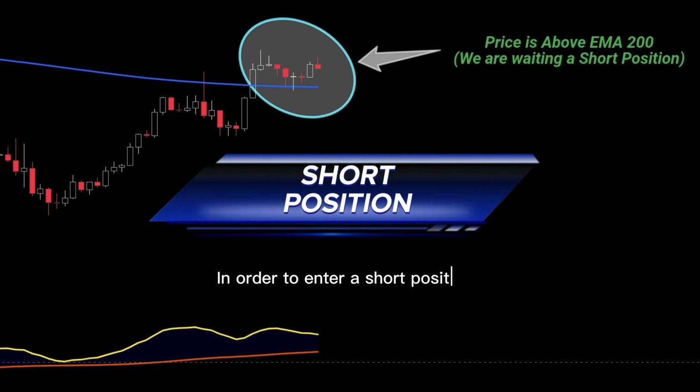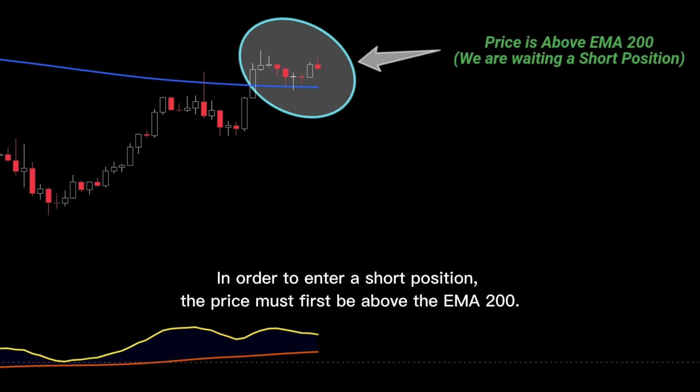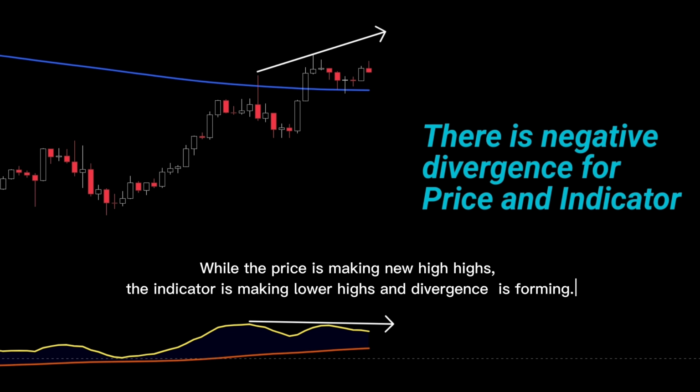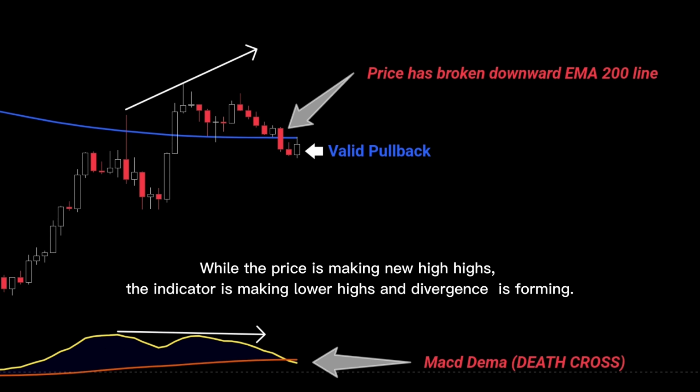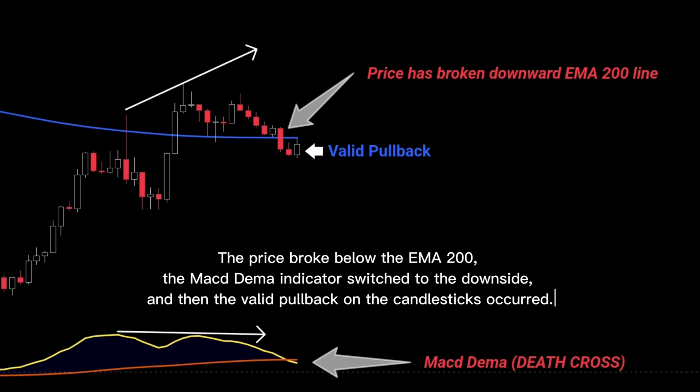Short position. In order to enter a short position, the price must first be above the EMA 200, while the price is making new highs. The indicator is making lower highs and divergence is forming. The price broke below the EMA 200.